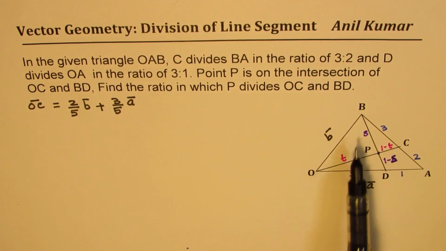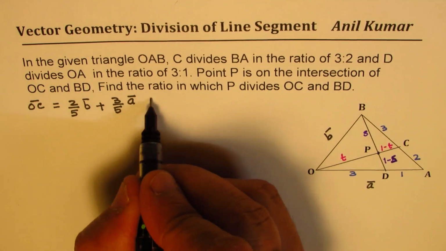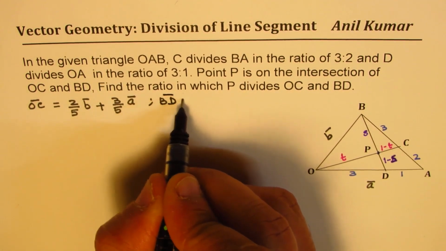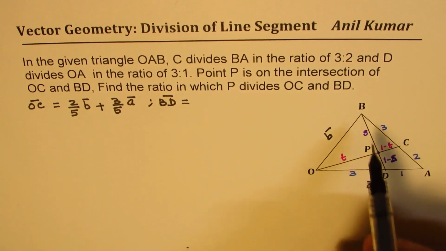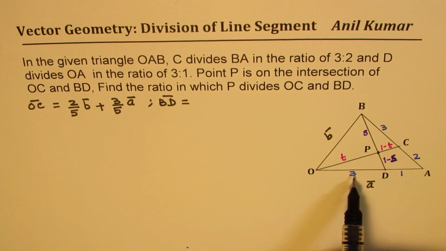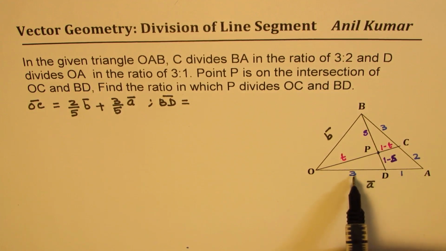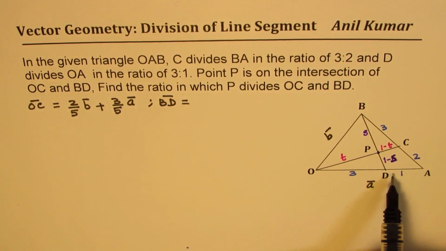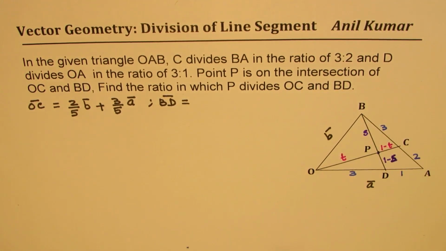We can also find what B to D is, right? So to get B to D, now this is 3 plus 1, 4 in all. So if it is 4 in all, then B to D should be 3 times this vector, which is A, right? But we can get BD as a combination of these two. That will be better, right? So we'll take it like this because this is along A itself.